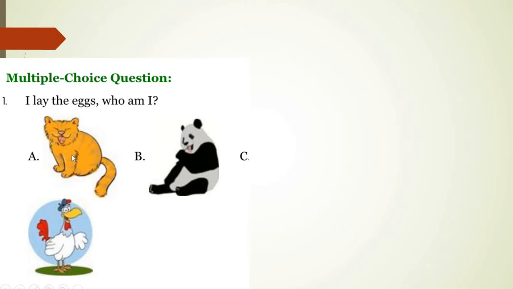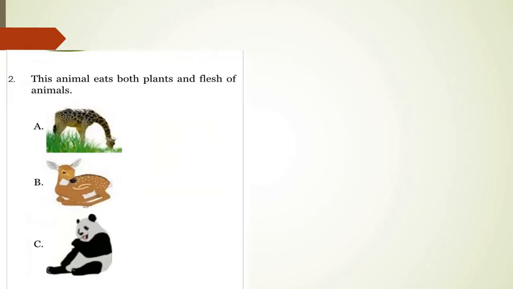Then the cat. Do cats give birth to young ones or to eggs? You should have this knowledge that a cat gives birth to young ones. Cats do not lay eggs. So the remaining is option C. Option C is hen, correct? So the correct answer is option C. A hen lays eggs, neither the cat nor the bear. So it's very simple. Moving on to the second question.